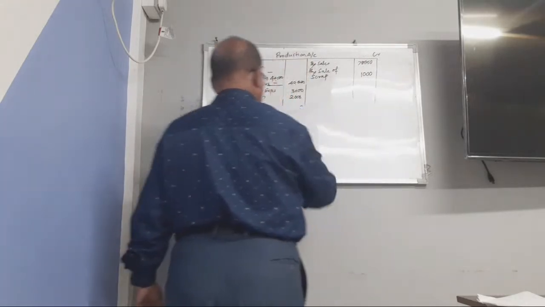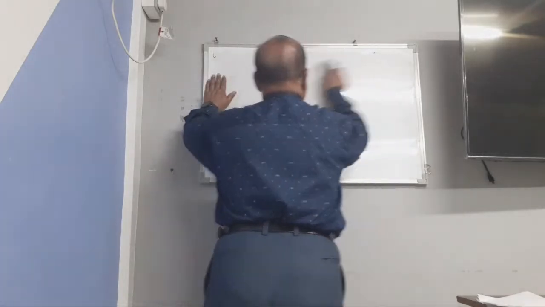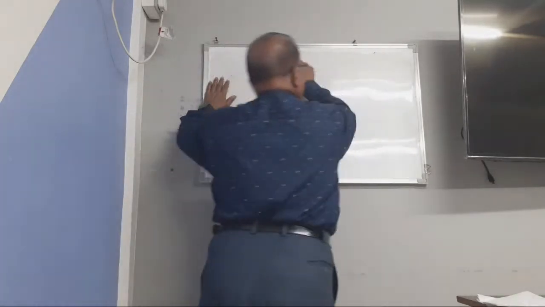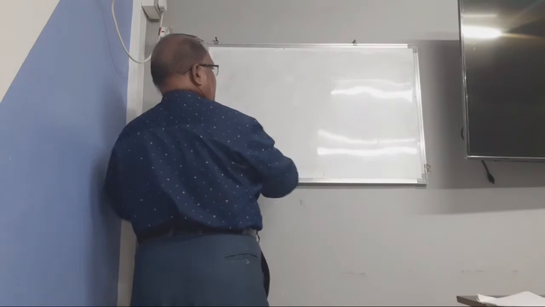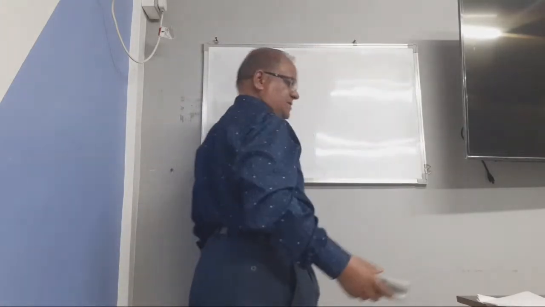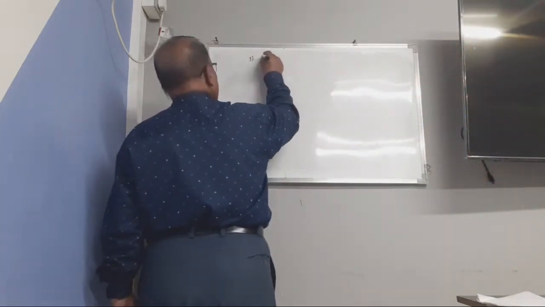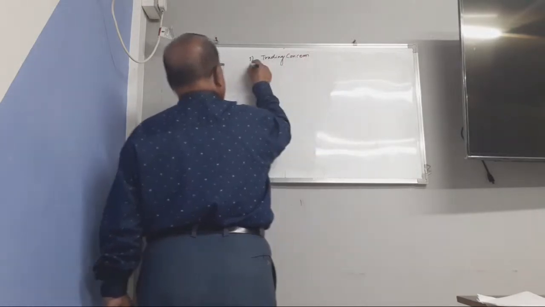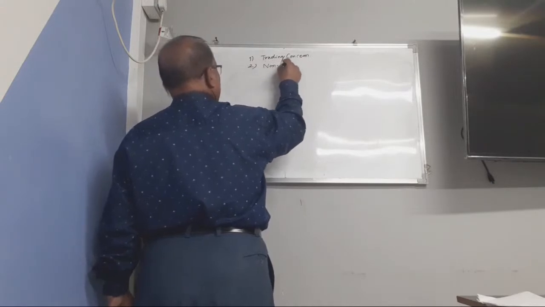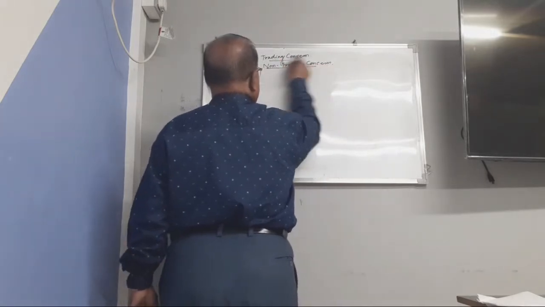Firstly, I will explain what is the meaning of income and expenditure. In that connection, we will see what is the meaning of not for profit concern. Now just see, there are two types of concern. One will be profit concern, that is trading concern, and another is non-trading concern. So I will explain this meaning first, trading concern and non-trading concern.